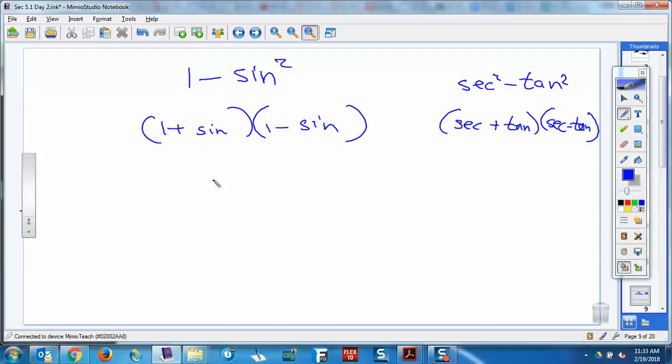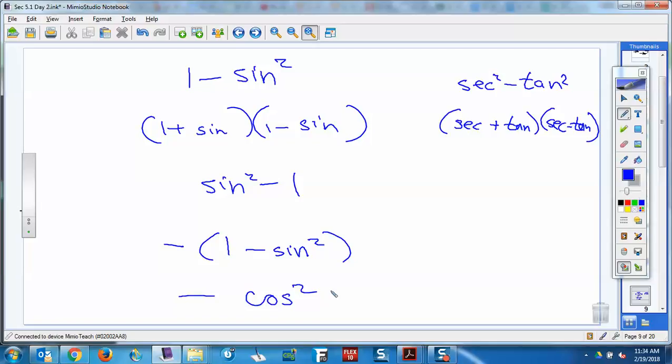Here's another thing that's going to come into play. You're going to get a problem where you're going to see sine squared minus 1. Well, that's not the same as 1 minus sine squared. But remember when we talked about taking out a negative? What happens when you take out a negative? This becomes positive. Doesn't that flip those around? If you have sine squared minus 1, you can take out a negative and turn it into 1 minus sine squared, which then, of course, what's 1 minus sine squared?